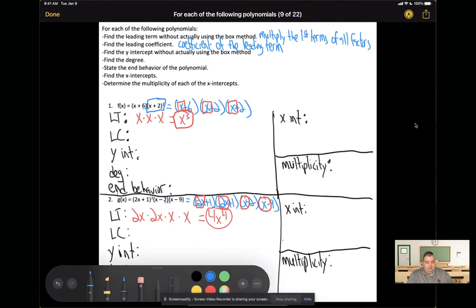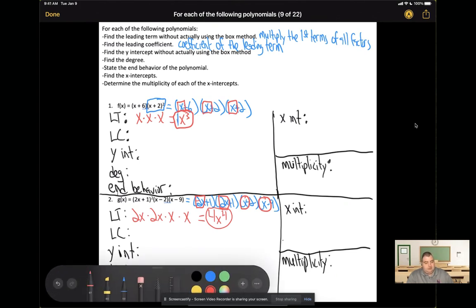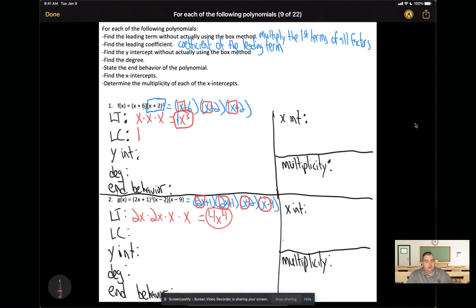In the case of number 1, the leading term is x cubed. What is the coefficient of that term? The coefficient is 1. It's 1x cubed. So the leading coefficient is 1. For number 2, the leading term is 4x to the power of 4. The coefficient is 4, so the leading coefficient is also 4.